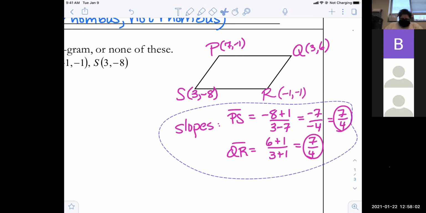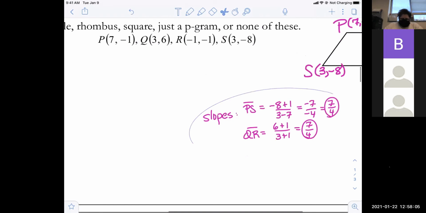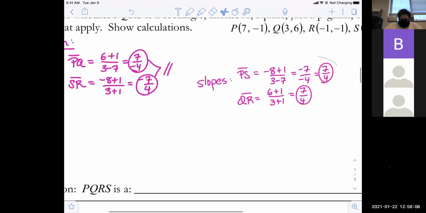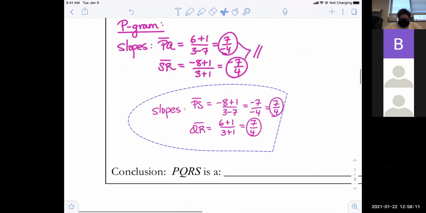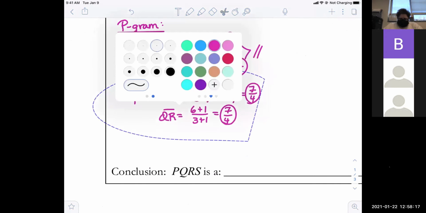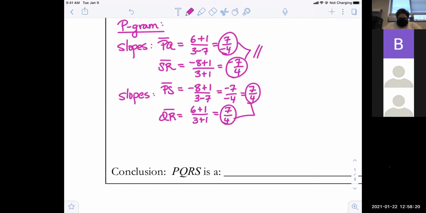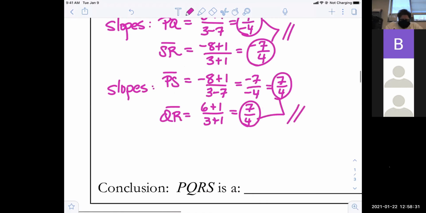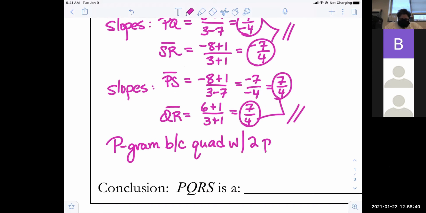Okay, Riley, what do we know? Okay, so both pairs of opposite sides are parallel. So what does that tell you? Okay, we know it's a parallelogram now, so those are both parallel. There's something else that we know. What else do we know? Somebody who hasn't talked to me yet today. What else do we know? Okay, we know it's a parallelogram because it's a quad with 2 pairs of parallel sides. That's a definition, right? So we just check that it is a parallelogram.